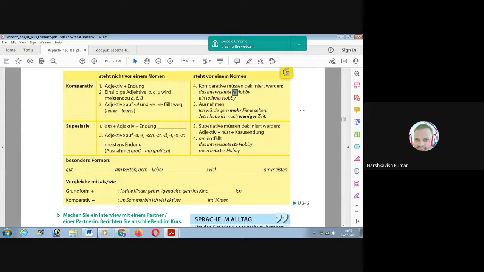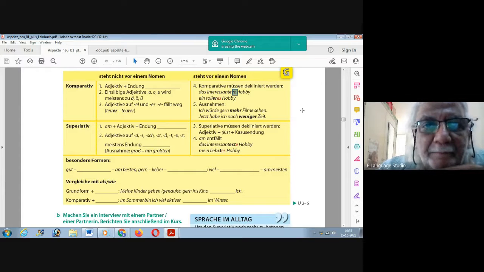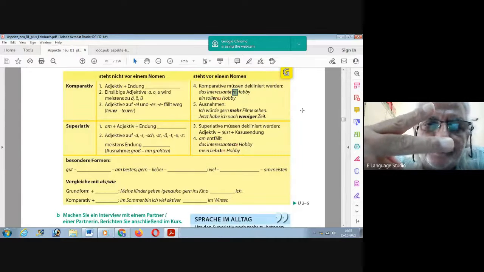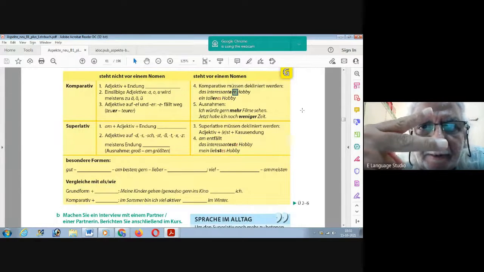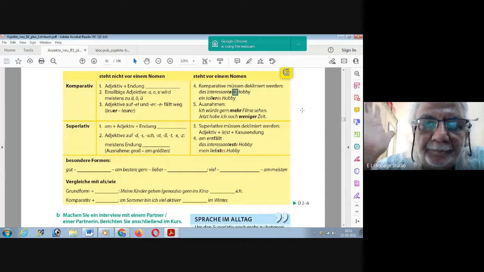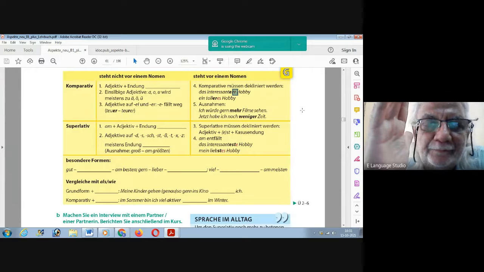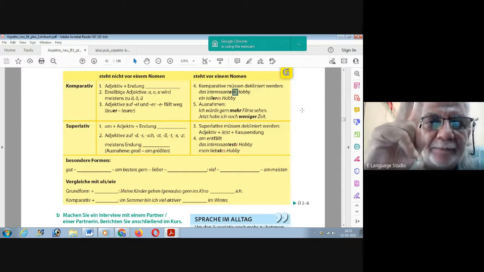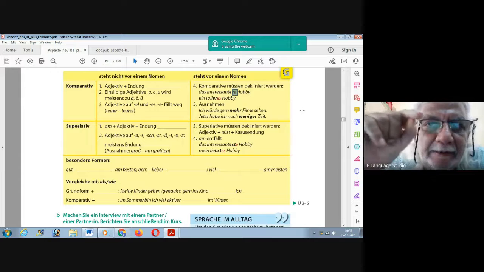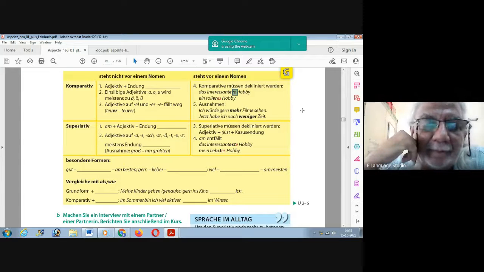Genau. So the trick here, mit dem bestimmten Artikel sind nur zwei Endungen möglich. Zwei Adjektivendungen mit dem bestimmten Artikel. Entweder E oder EN. So if your sentence has a definite article, then only two endings can be given to that adjective. Either an E or an EN. Just keep that in mind.